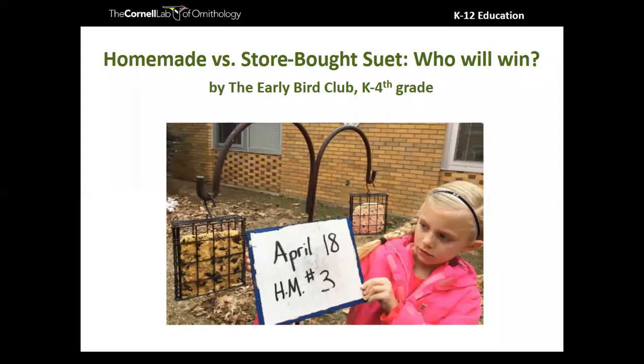So if you were setting up this experiment, how would you go about measuring the preference of these birds? So we know that our independent variable is the type of suet. How would you measure, what would you make your dependent variable? What would you be measuring?